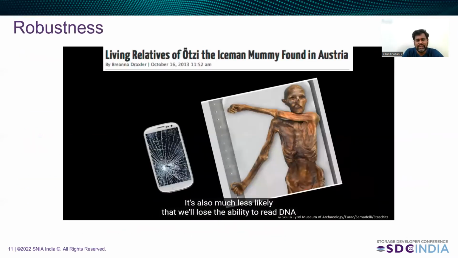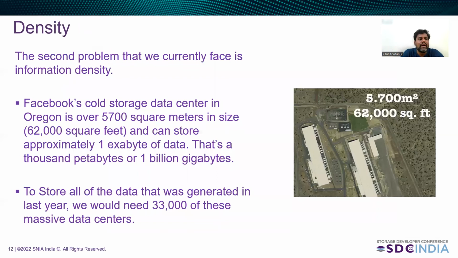So this picture represents what we discussed right now. The second problem that we currently face is information density.